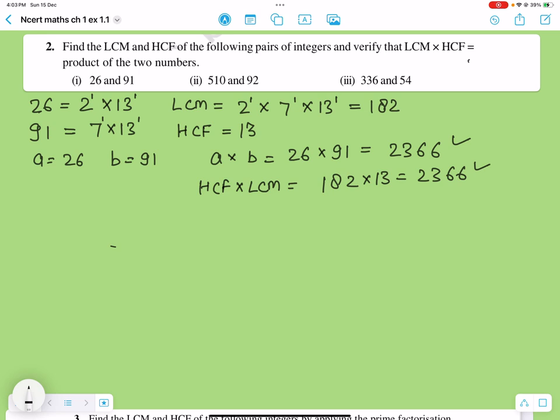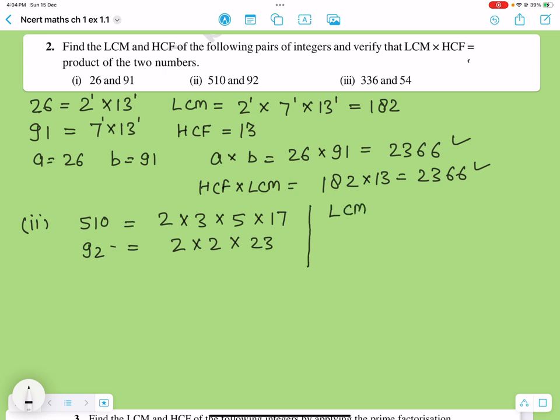Now the next number, we'll pick the next numbers, which are 510 and 92. So let's take the factors. So the method is same. You go with the basics, right? And then you can find the factors of 510. So that will come up as 2 multiply by 3 multiply by 5 multiply by 17. And the factors for 92 would come up as 2 multiply 2 multiply 23, right? So nice and easy.